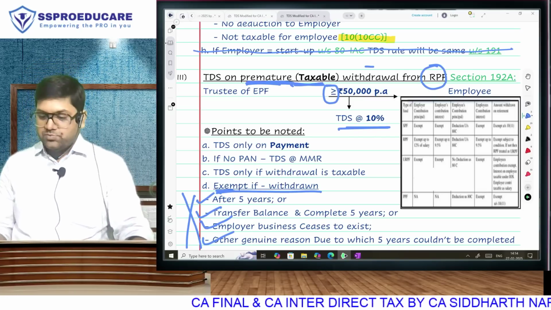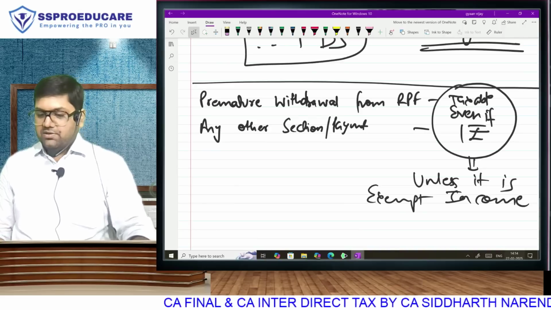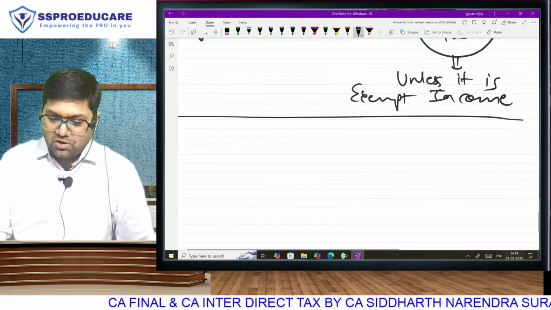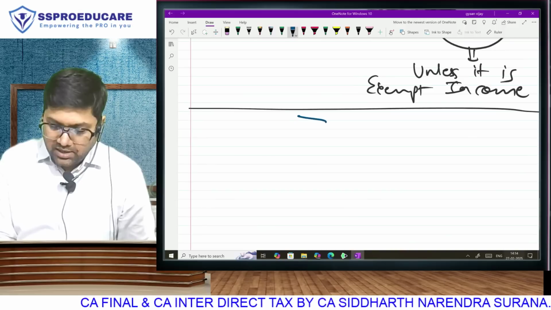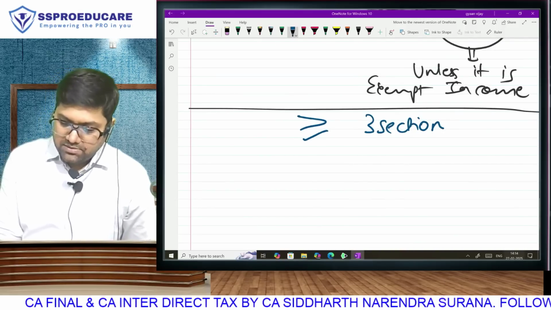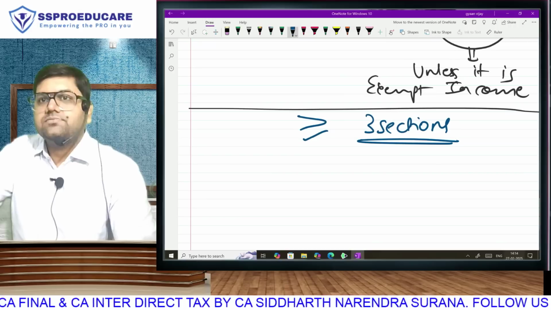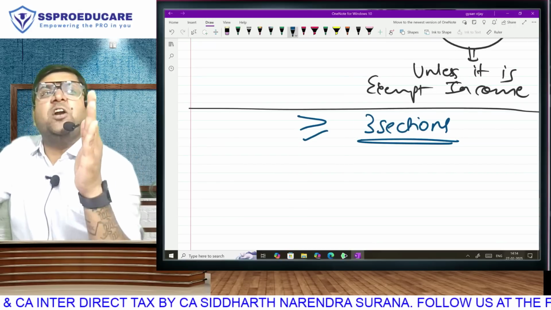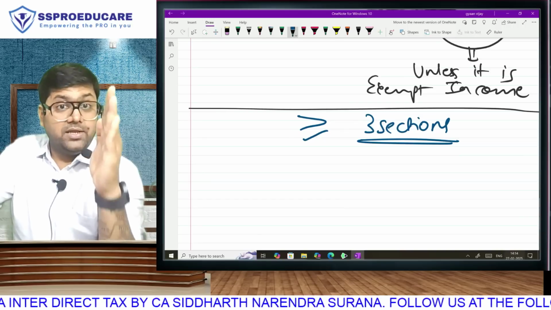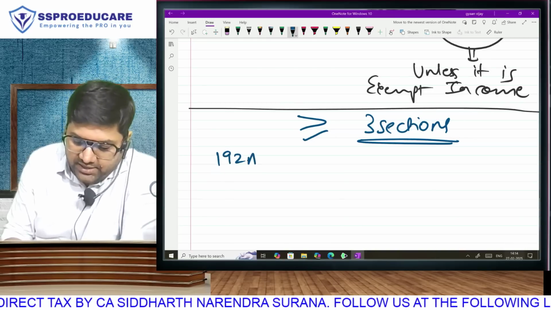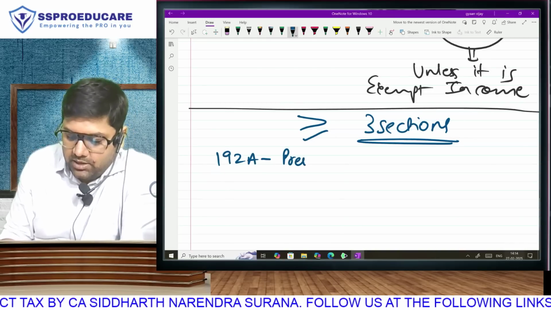What is the solution to this problem? I will make your life easier. This is going to solve your problem. Greater than equal to is covered in 3 sections. Only 3 sections of the chapter where that exact amount, equal to amount, will attract TDS. First we just did 192A, that is premature.